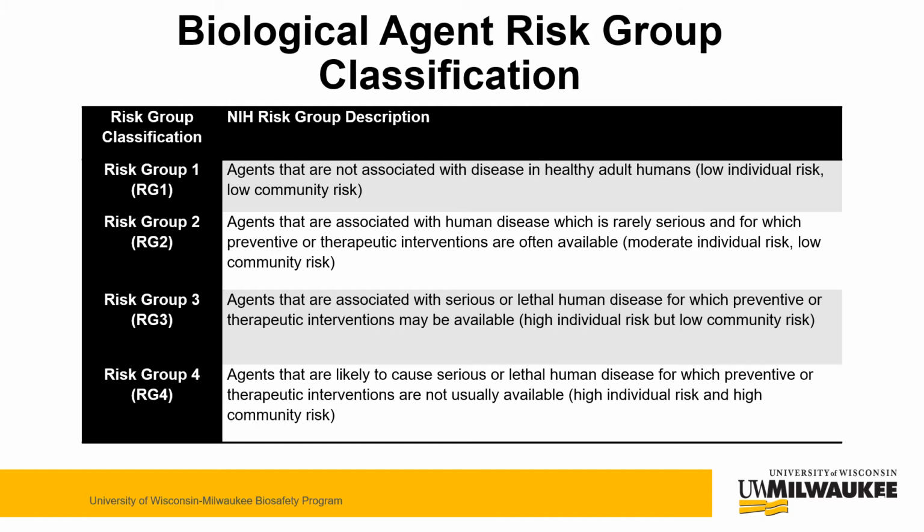Another important piece of biological agent risk assessment is the risk group classification. The NIH and the WHO recommend these 4 risk groups based on the characteristics of the agent, so its ability to infect and cause disease in a susceptible human or animal host, its virulence as measured by the severity of the disease, and the availability of preventative measures and effective treatments for the disease. Those that are low risk to individuals in the community are classified as risk group 1 agents, and it goes from risk group 1 to risk group 4 agents.